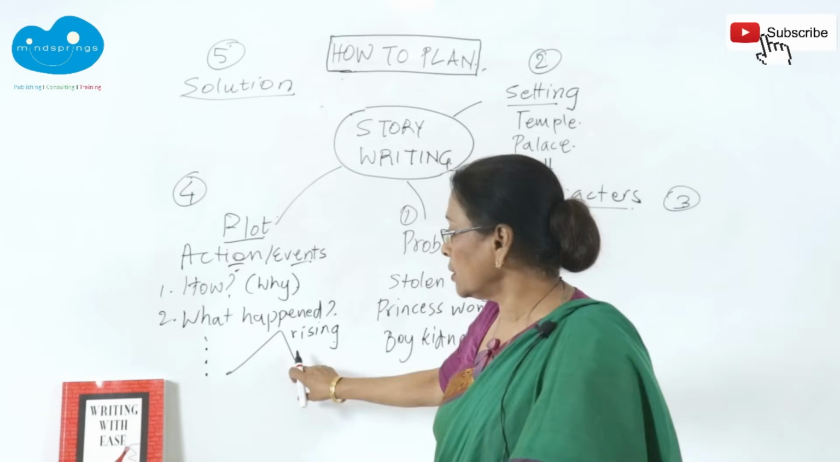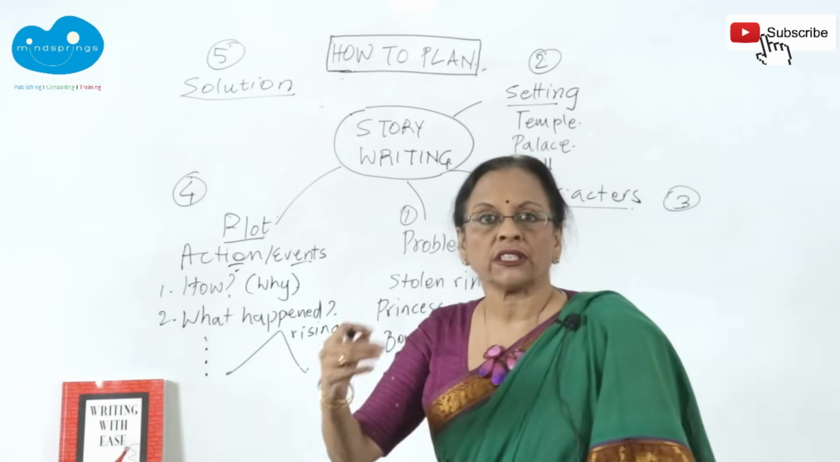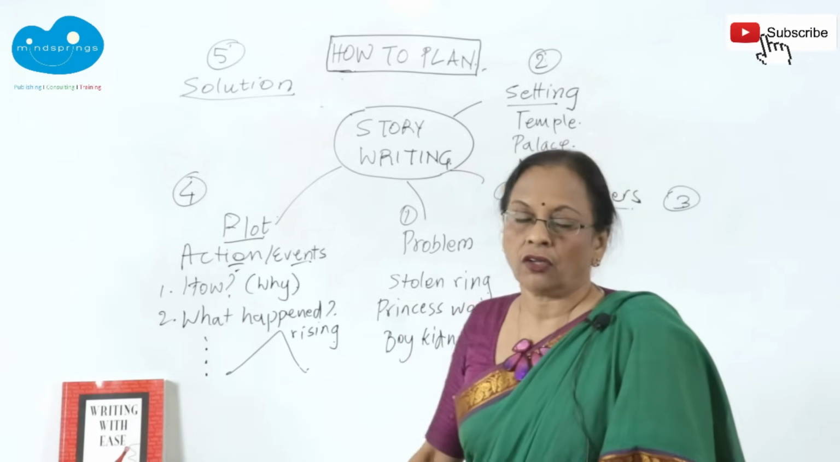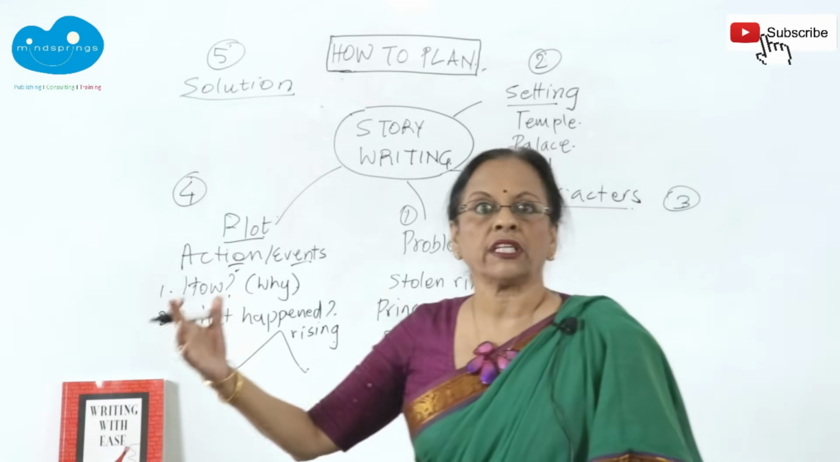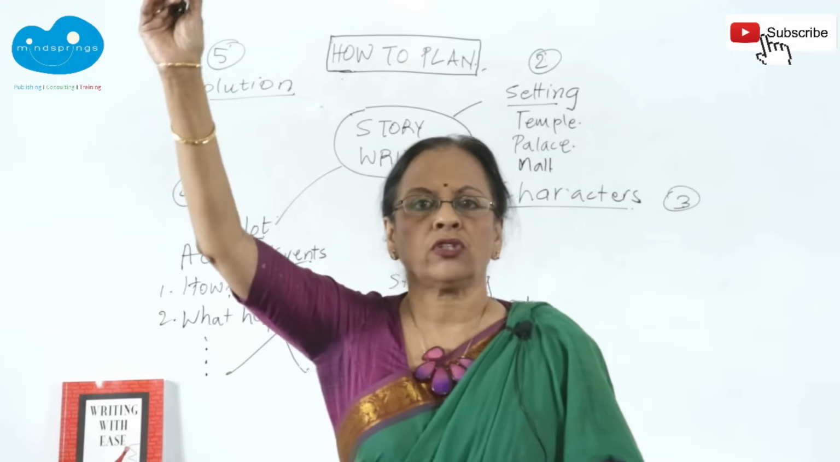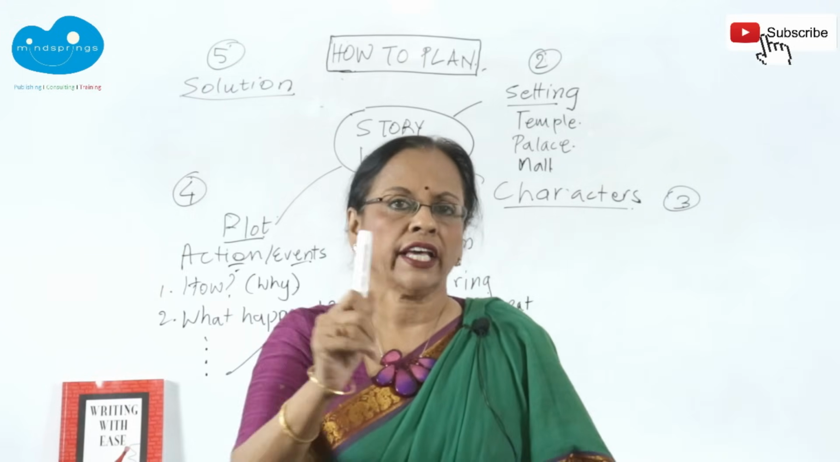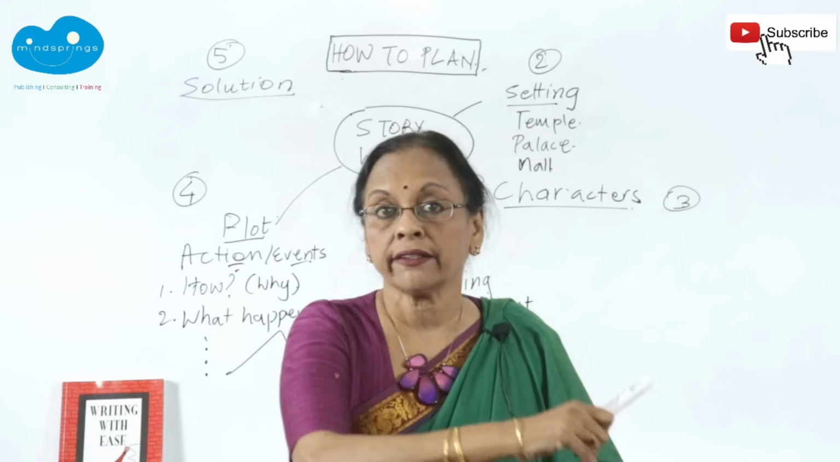That is rising action. So, you might have a lot of actions, but you must have one action where it reaches the peak. Or you might have the stolen ring from the temple where someone says, go to the mountain, ice mountain, and there you have to find the ring that has been stolen.